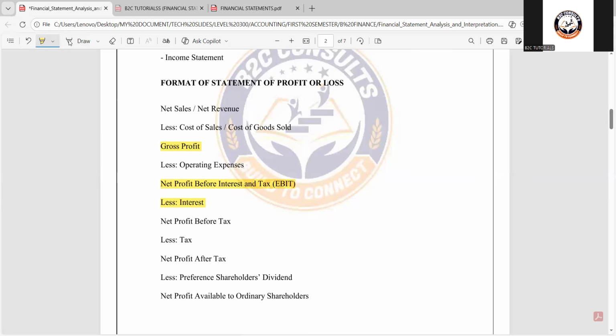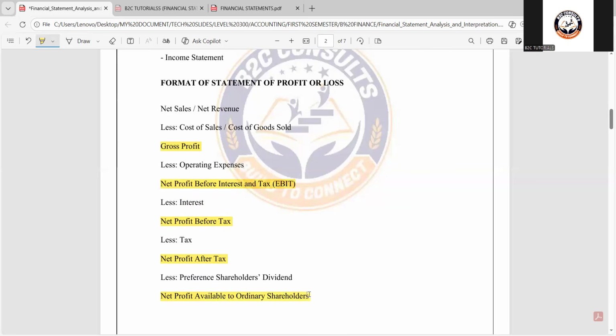Then, after deducting the interest from your net profit before interest and tax, you now get what we call net profit before tax. Now, in this net profit before tax, you now come and charge your tax. After you charge your tax and deduct it from the net profit before tax, you get what we call the net profit after tax. Now, when you get net profit after tax, you are not done. There are instances where you have to pay preference dividend shareholders their money. So once you pay these people their money, you get what we call net profit available to ordinary shareholders.